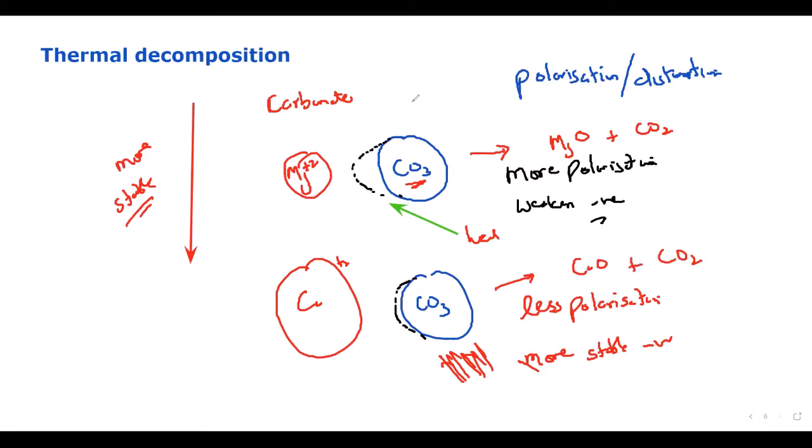But when we compare the temperature at which magnesium carbonate decomposes with the temperature at which calcium carbonate decomposes, this one will decompose at a high temperature and this one will decompose at a low temperature. Is it clear? The trend in thermal decomposition, as we go down, is that it becomes more stable. So these periodic trends you have to learn.